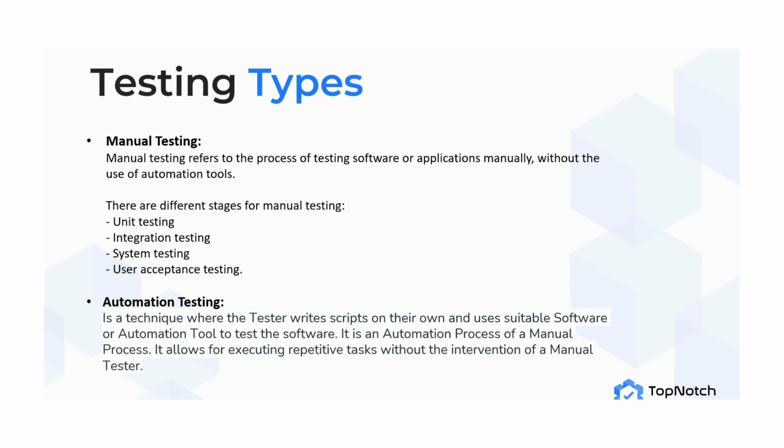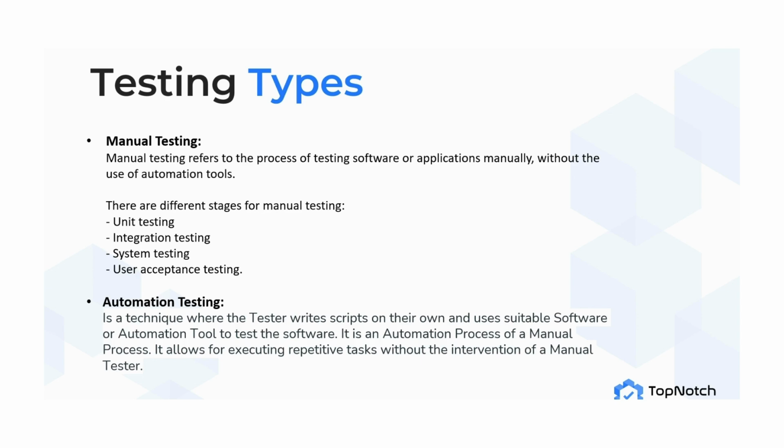The final stage is user acceptance testing. In this stage, we will ask the actual users to test the application in their environment. So this stage is like testing on live, but before going live. So this is the final stage in manual testing.